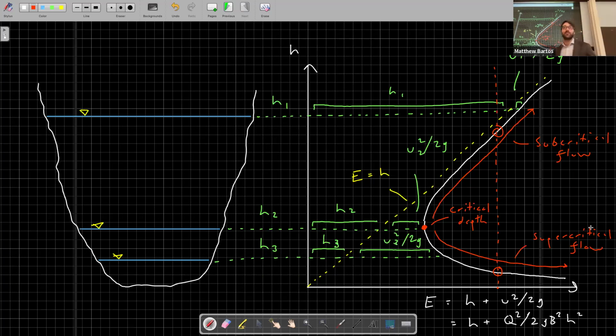So for right now, what you need to know is that for any given specific energy, the flow can be traveling at two depths, except at a critical point, the critical depth, where the specific energy is at its minimum. Anything above the critical depth, so if the depth is larger than the critical depth, you have subcritical flow, where the energy is mostly in the potential energy component. If the depth is less than the critical depth, you have supercritical flow, where most of the energy is in the velocity head component.